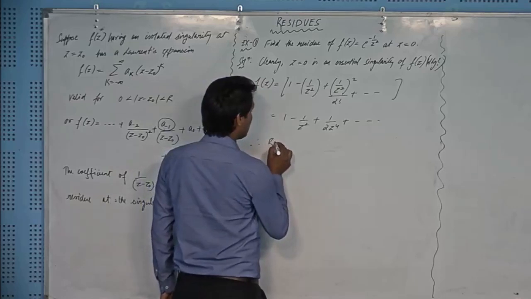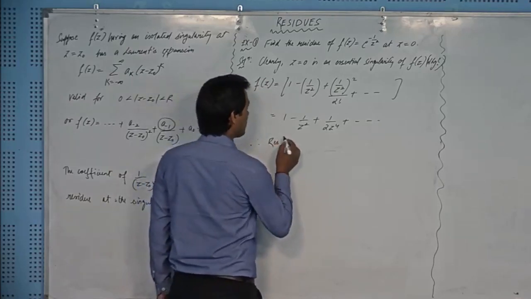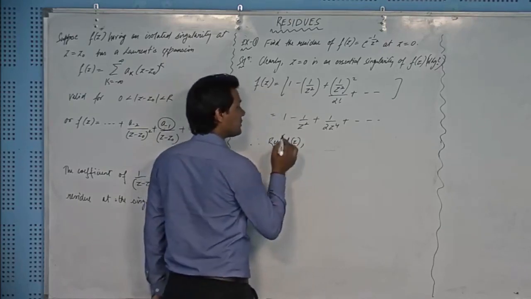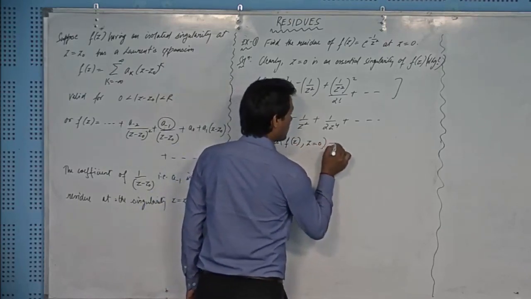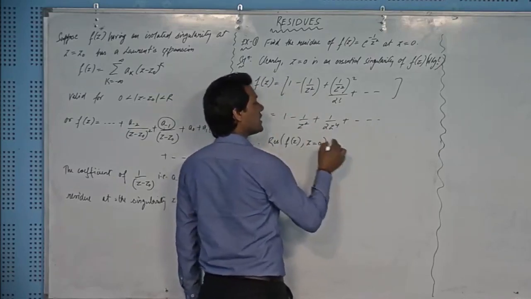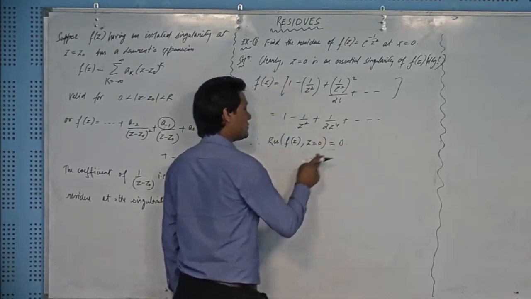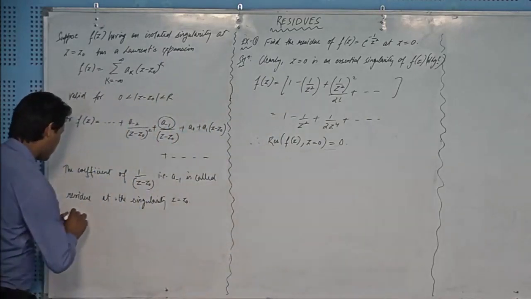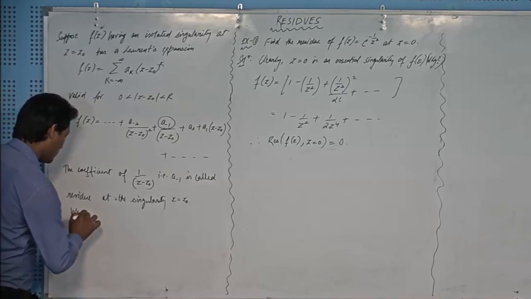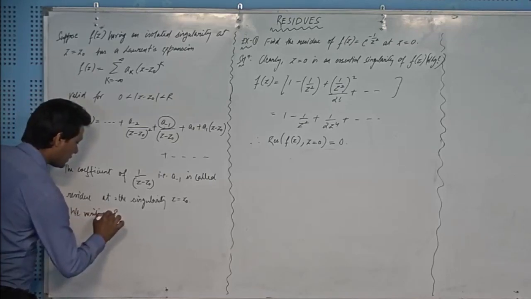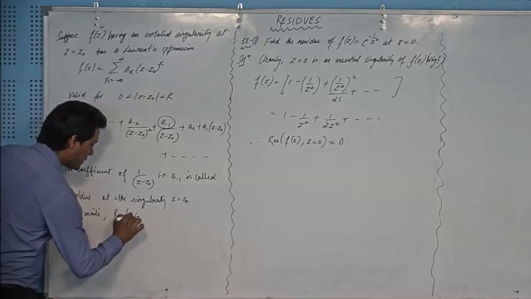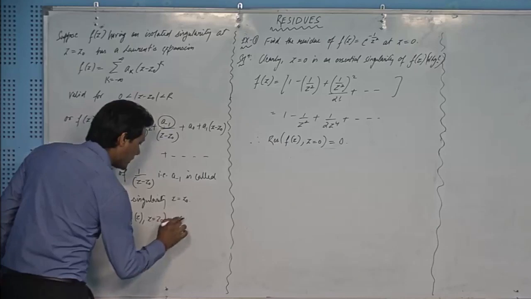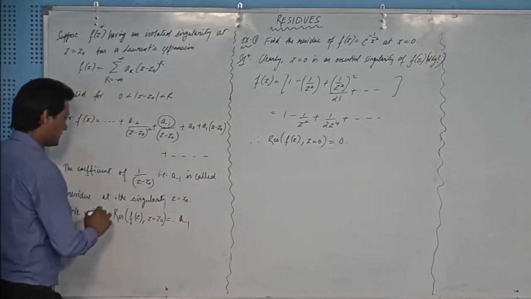Therefore, residue, and this is written in the following way, residue of function f(z) at the point, what point? z equal to 0 is equal to the coefficient of 1 by z in this series, and that is obviously 0. Right, so I will be using this notation in order to write residue. I will add that here. We write residue f(z) at z equal to z naught equal to a minus 1, right?